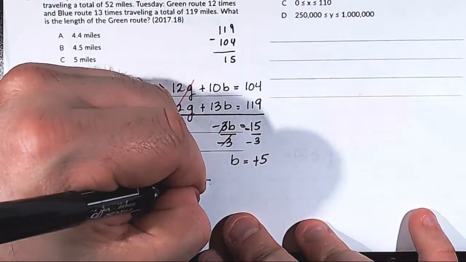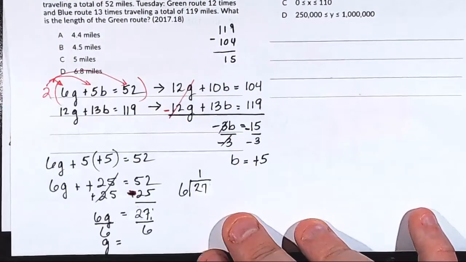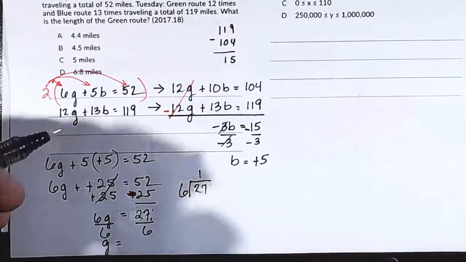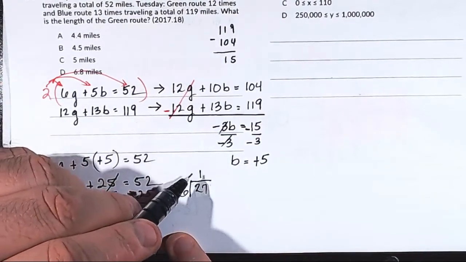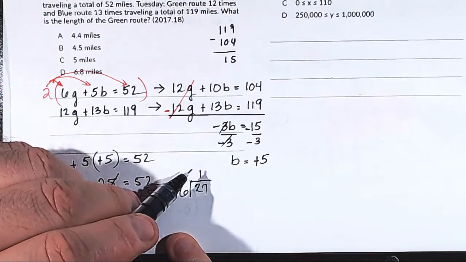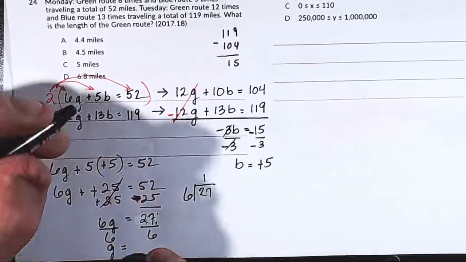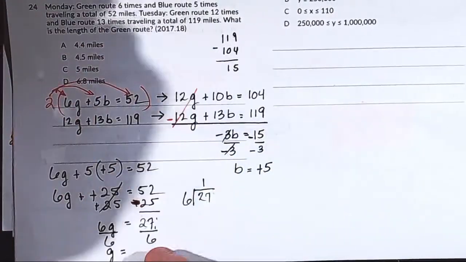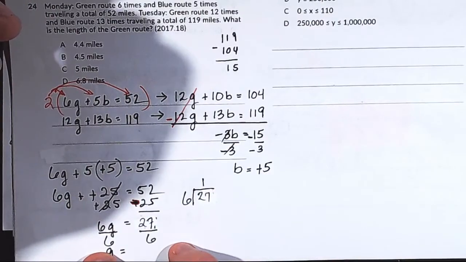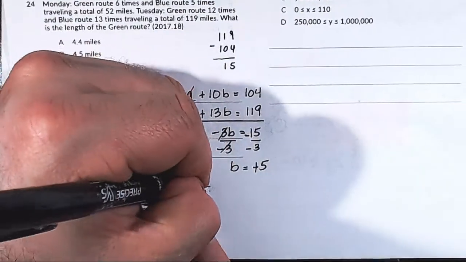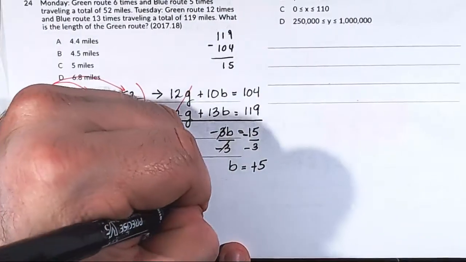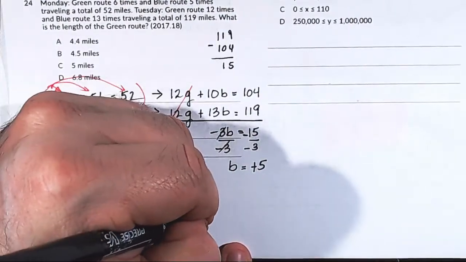And see, 6 goes into 27. How many times does 6 go into 27? 6 goes into 27 4 times. Okay, so that would be a 4. 4 times 6 is 24.